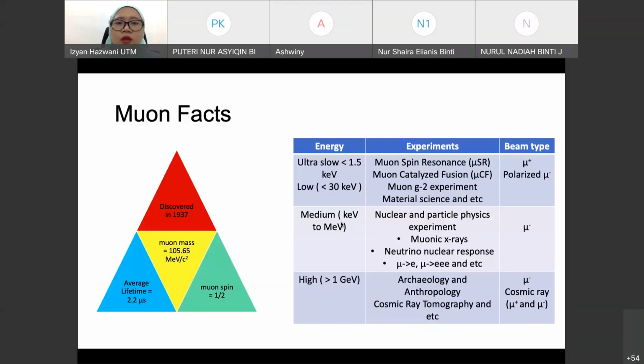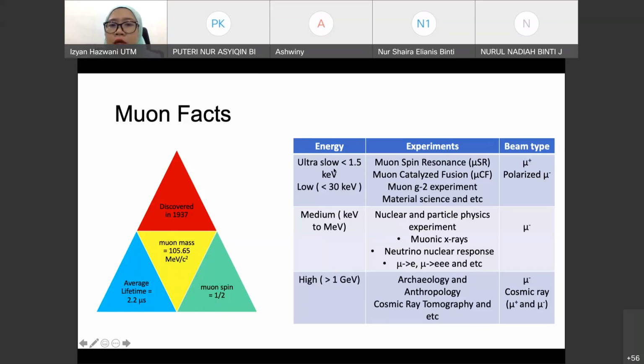Okay, let's go to some muon facts. The muon was discovered in 1937 by a cloud chamber experiment. It has a mass of 105.6 MeV/c². This is the relativistic mass. The average lifetime of the muon is 2.2 microseconds, and it is a spin-half particle, the same as electrons.